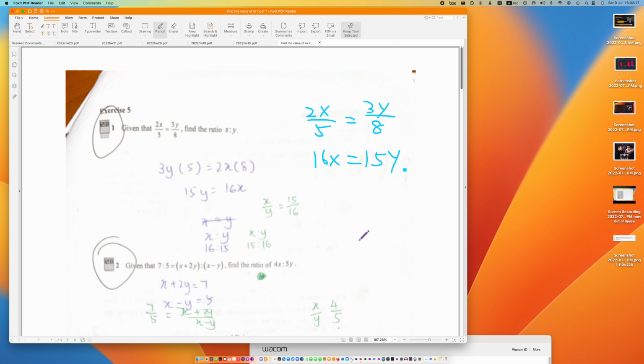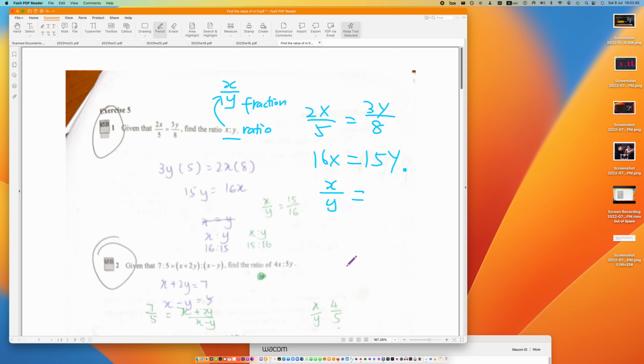Okay, so they want you to have the ratio x to y. In fact, x to y, right? This is the ratio format. Actually, if you write it in the fraction format, you're supposed to get x over y. So ratio format and fraction format, they mean the same thing. So basically, they want x over y.